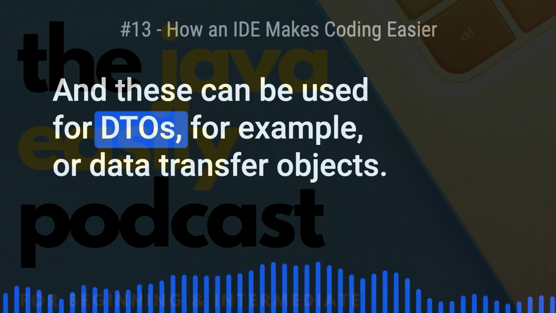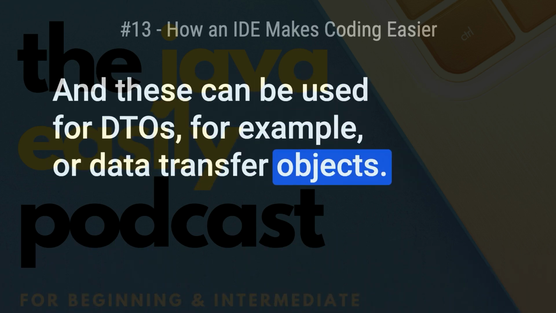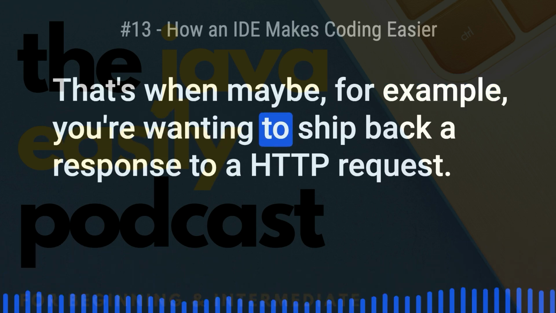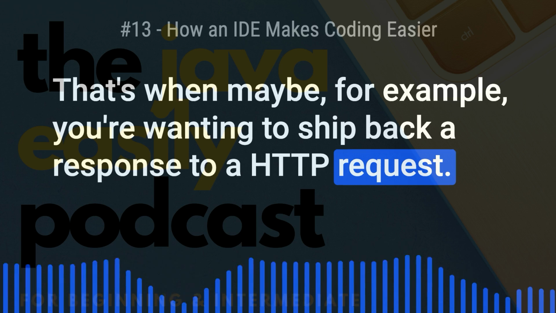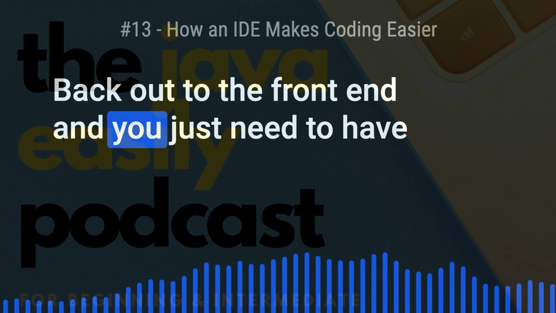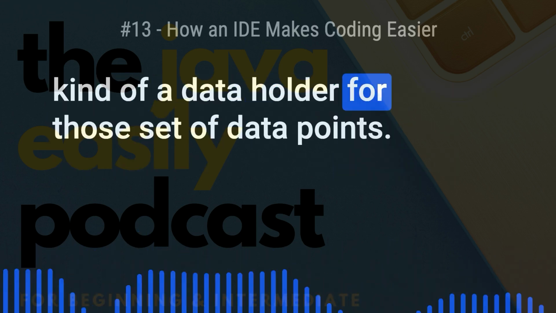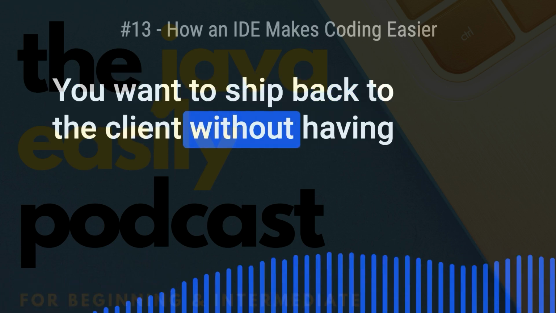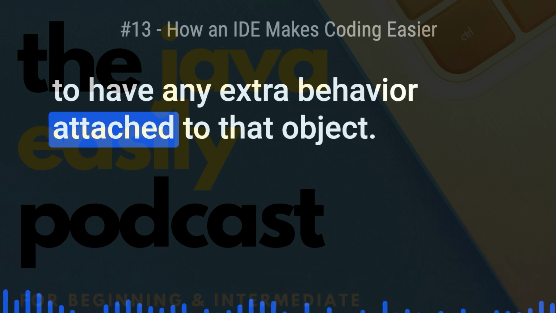And these can be used for DTOs, for example, or data transfer objects. That's when maybe, for example, you're wanting to ship back a response to a HTTP request out to the front end, and you just need to have kind of a data holder for those data points that you want to ship back to the client without having to have any extra behavior attached to that object.